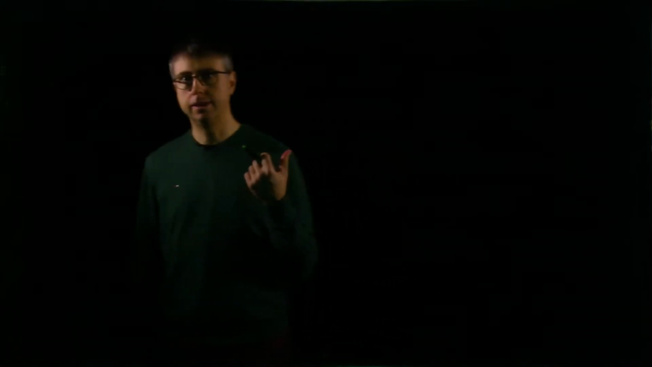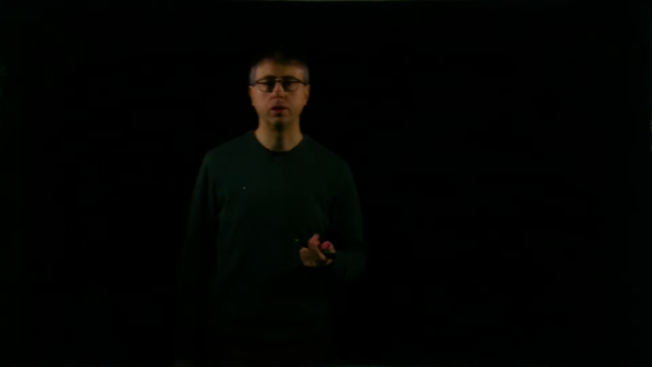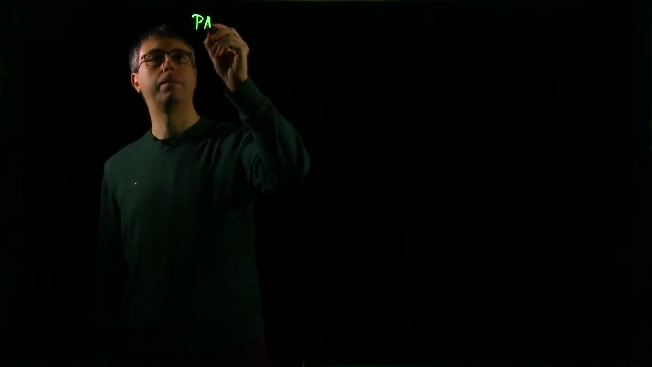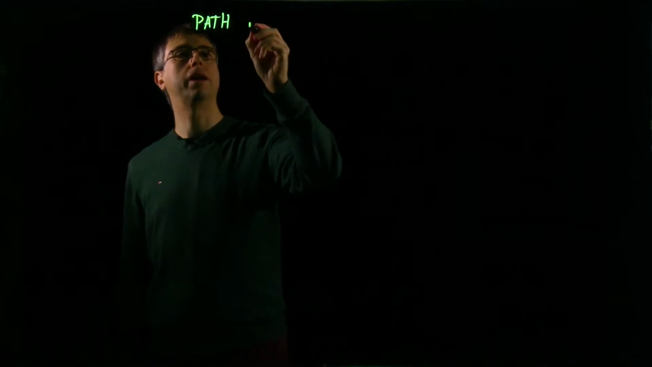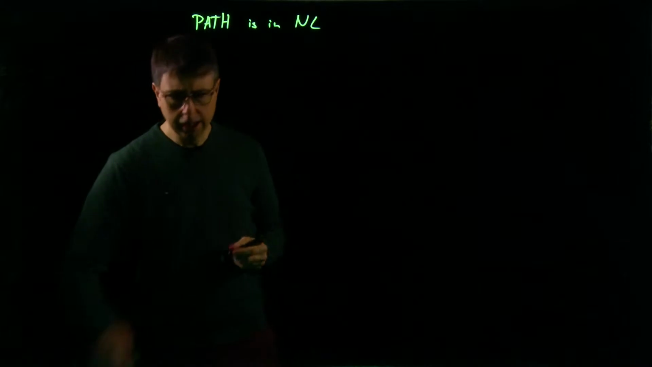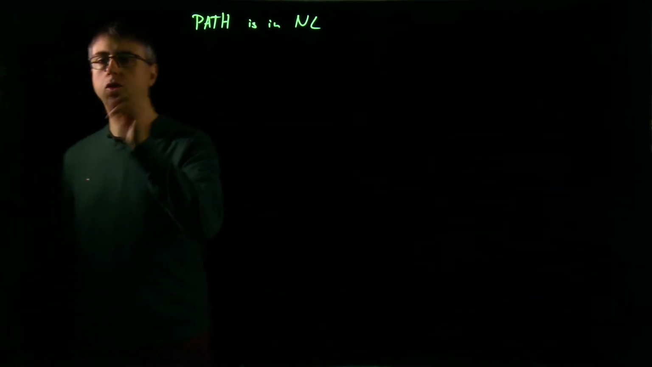This video is about a language that is in NL, so that is decidable by a non-deterministic Turing machine in logarithmic space. And the problem we are looking at is path. And we claim path is in NL. So what's path? Path is you have a graph.